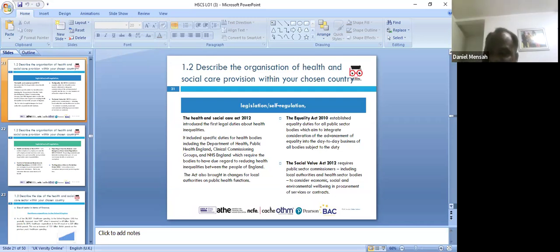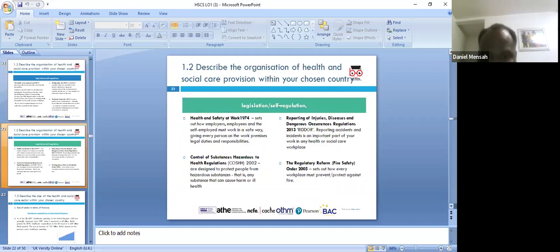Social care, I've mentioned, is more to do with the local authorities, where health and social care is quite a broader aspect of the health and social care industry. Now, it is important that we look into the Health and Safety at Work Act 1974, what we call HASAWA.